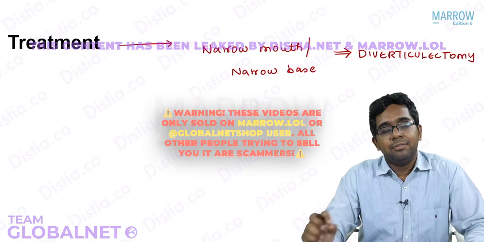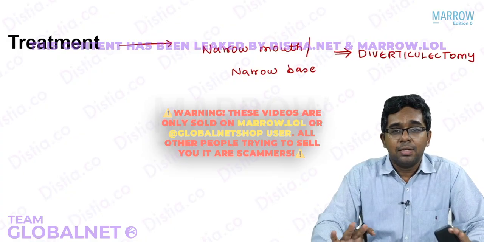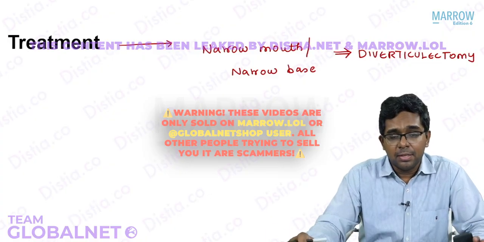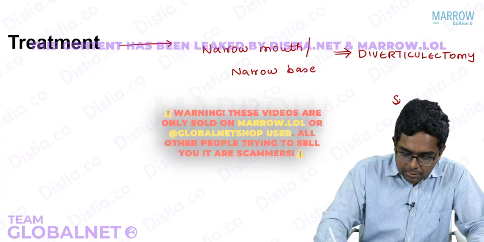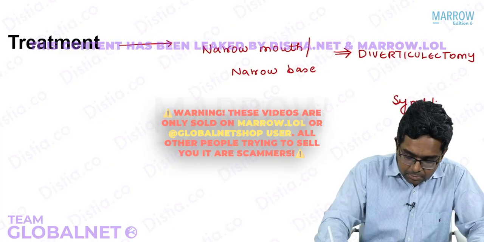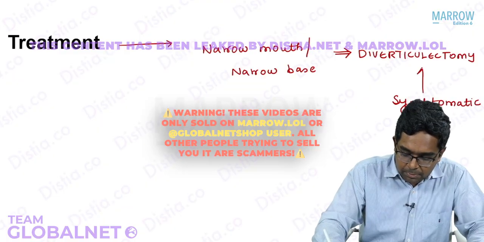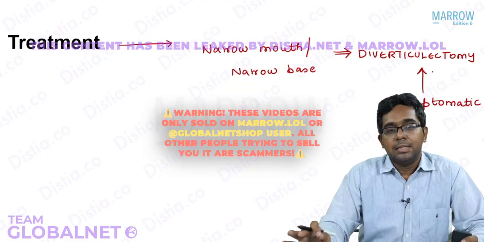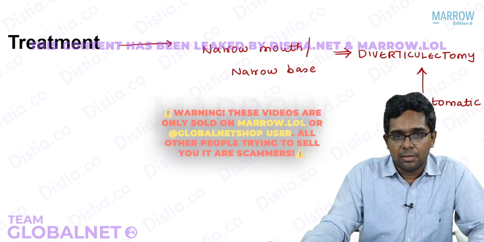On the other hand, if the Meckel's diverticulum has a wide mouth or a wide base, you can leave it as such, provided the patient is asymptomatic. At any point of time, if the patient has symptoms, or a symptomatic Meckel's diverticulum, always you have to perform diverticulectomy. This is the current consensus regarding management of Meckel's diverticulum.